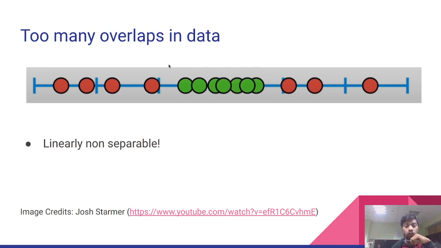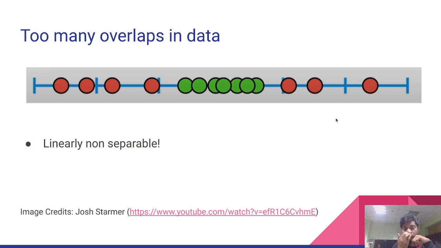So can we draw a line here and classify? No. This one is in the middle, so we cannot draw a line. We cannot say that something on the left will be this class and something on the right will be this class, right? So that is the issue. This is not linearly separable, because we cannot draw just a line and say that left of this is this class, right of this is this class.